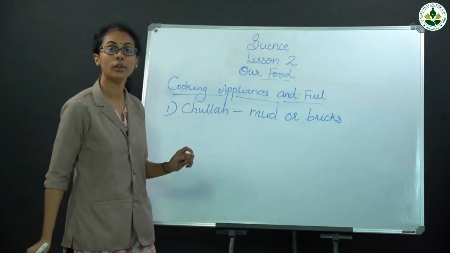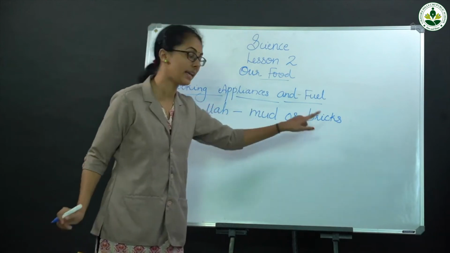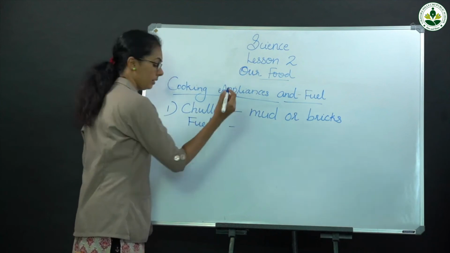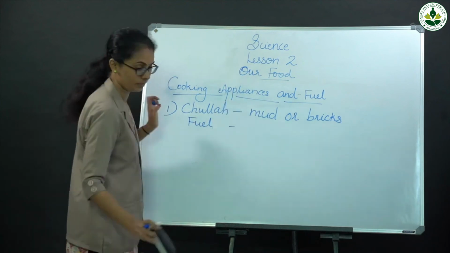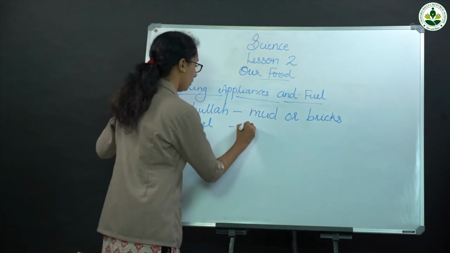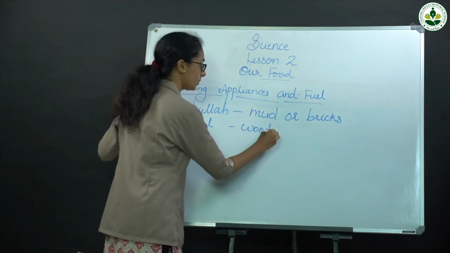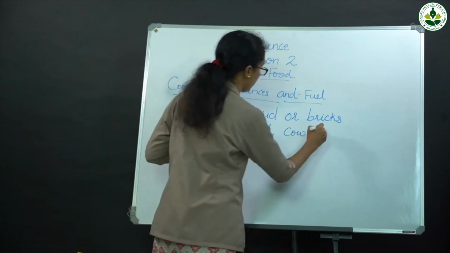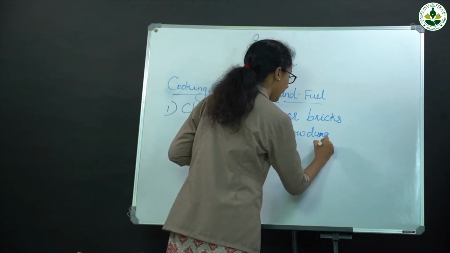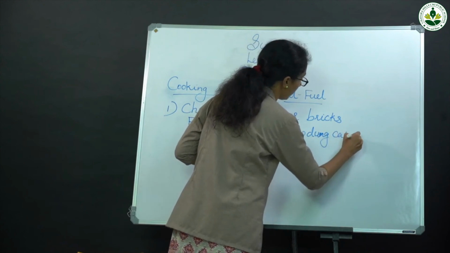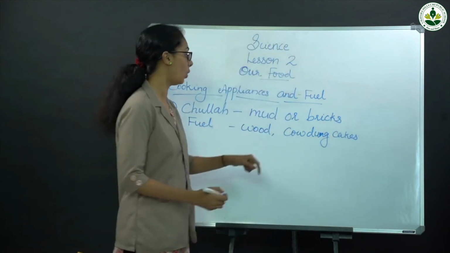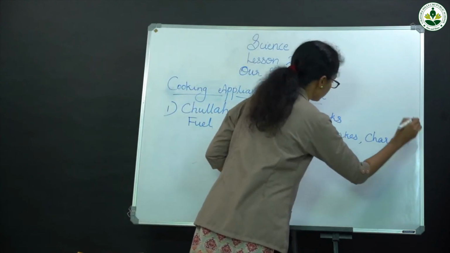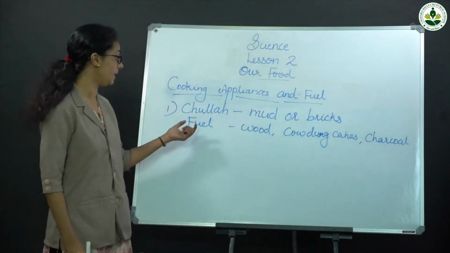Chula is made out of mud or bricks. The fuels used in chulas are wood, cow dung cakes and charcoal.